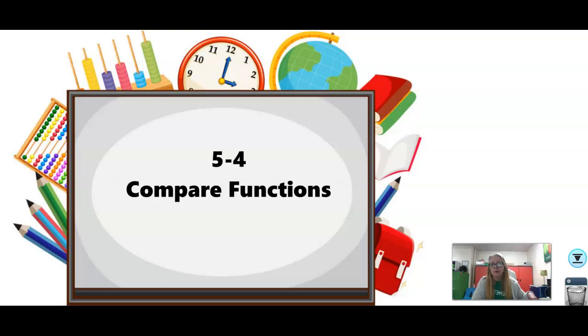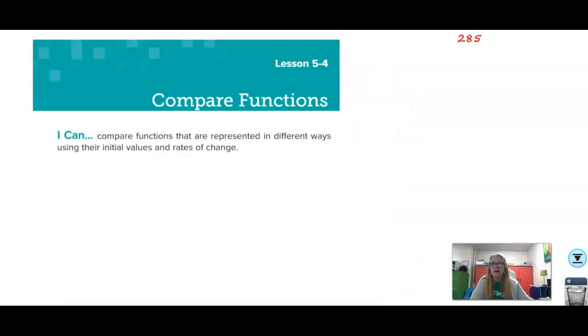Like this one's going up faster. This one had a higher starting value. This one is going to be worth more at this point than the other one. Those are the kind of things that we're going to be talking about in this section. Your I can statement: I can compare functions that are represented in different ways using their initial values and their rates of change. We're going to be comparing the m's and the b's.